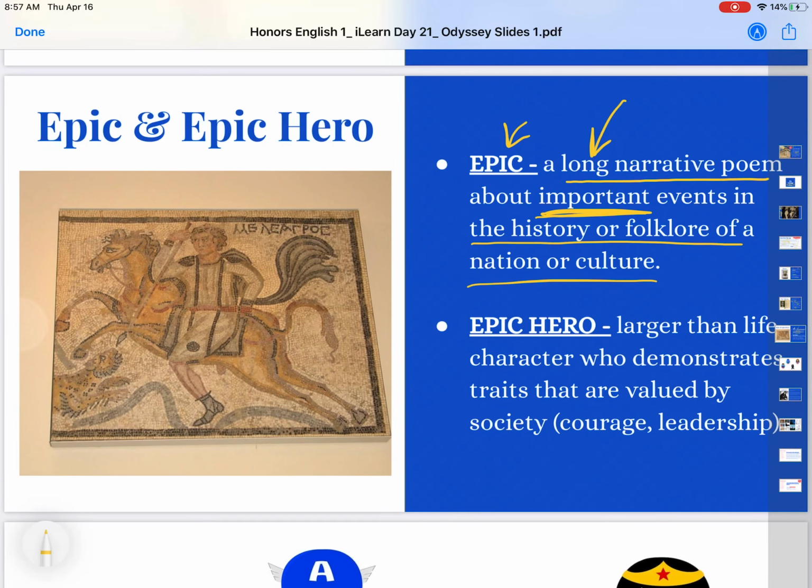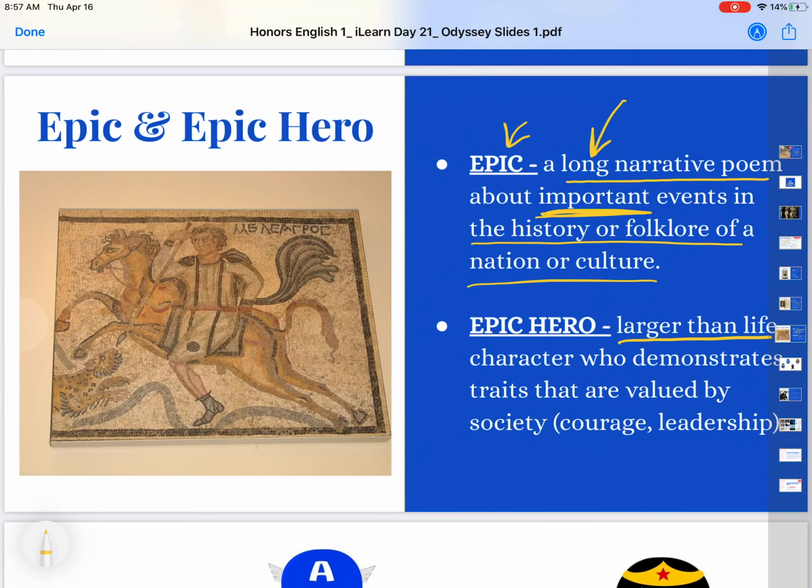An epic hero. An epic hero is a larger-than-life character who demonstrates traits that are valued by society. So an epic hero is not going to be a character who just kind of sits idly by and twiddles his thumbs. He's going to be a character that does things that are valued by society, that show courage and leadership and honesty, and he's larger than life, right? He's never just a regular Joe Schmo off the street.